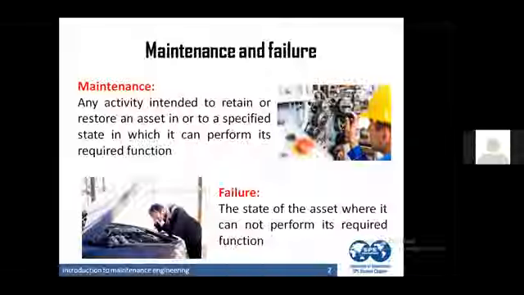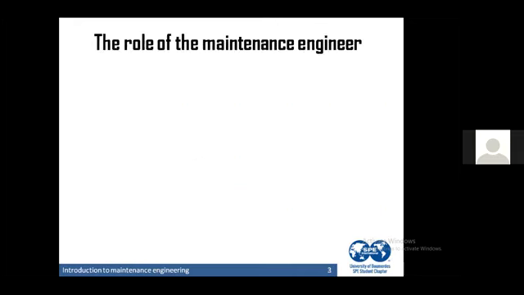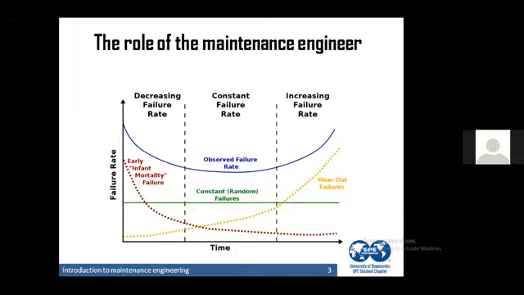I think now this definition is clear. The second definition is the definition of failure. The failure is the state of the asset where it cannot perform the required function. Now, what is the role of the maintenance engineer or the maintenance technician? We have here all your job.